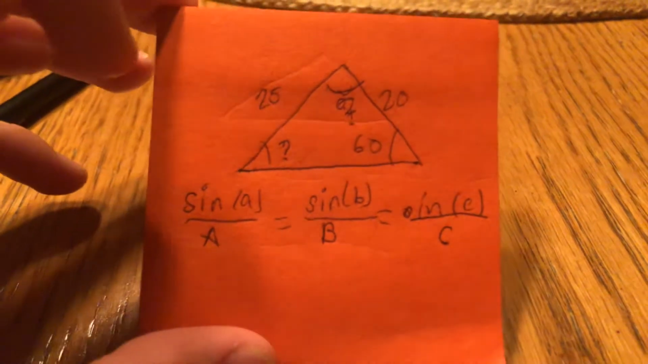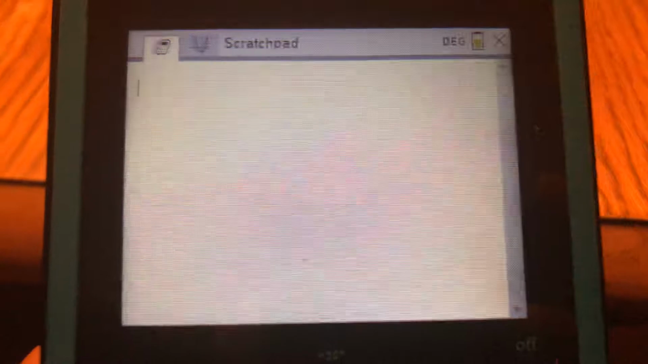Now, let's get started. So, we have the TI-Nspire CX II CAS, my favorite calculator that I own. I only own two calculators, but that's cool.